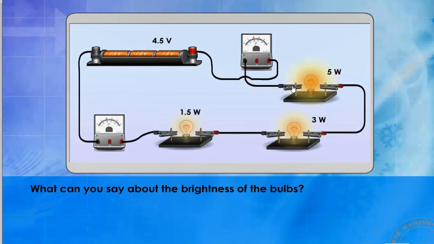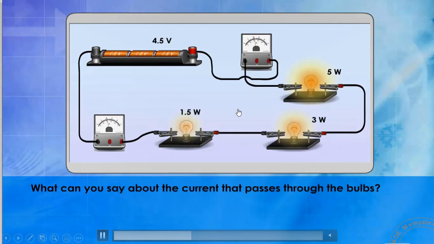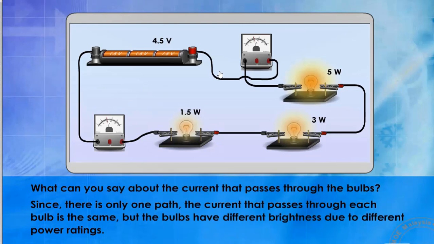Now what can you say about the brightness of the bulbs? Now we have three bulbs with different power ratings: 1.5 watts, 3 watts and 5 watts. So the bulbs have different brightness. Now what can you say about the current that passes through the bulbs? Here we have the same value of the current. Since there is only one path, the current that passes through each bulb is the same. But the bulbs have different brightness due to different power ratings.